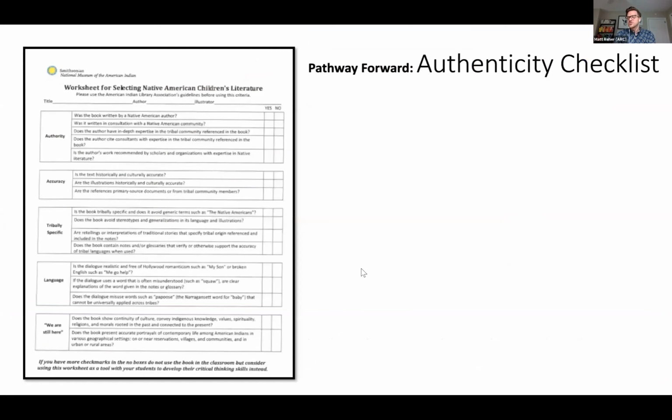Now, one way in which we can do this, and this will be the second time, in the chat box, I'm going to put a link. The Smithsonian has a document they use in selecting Native American text for children. And I believe that with some tweaking, you could really use this in your mindset to select any books for children's lit.